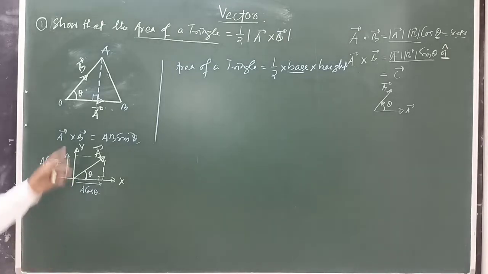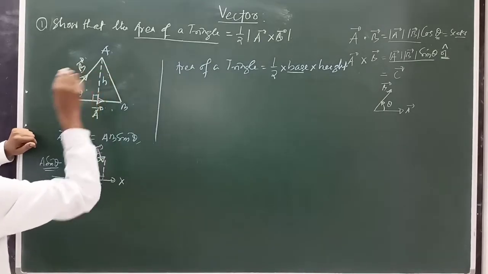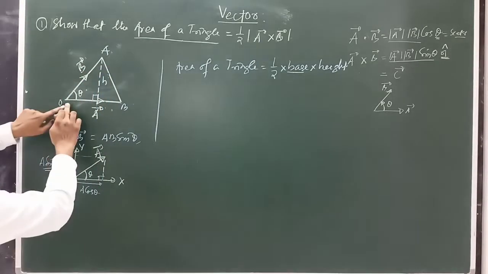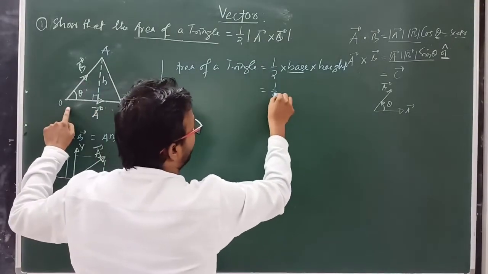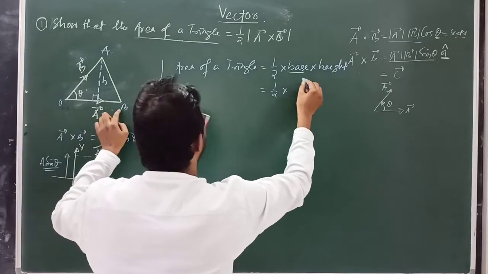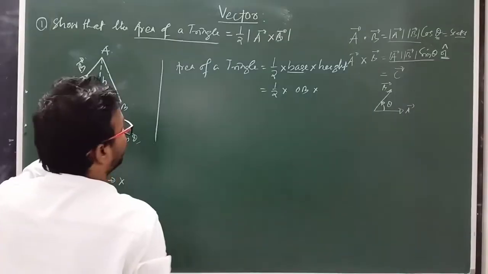Clear? So similarly we can draw the perpendicular component here. For its perpendicular component, we have to find first this distance. Suppose this distance, the height, is h, because the base is OB. So we can write the area of the triangle as half into base, and the base is OB, so OB into only the magnitude, and then the height.